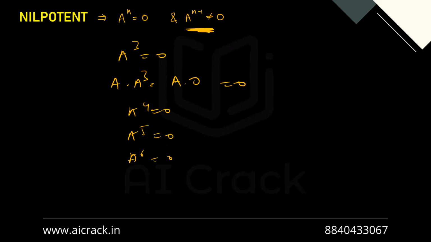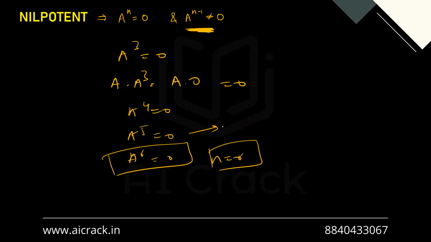Now this condition comes into the picture. Let's say I take the n value, I look at A raised to the power 6 equals O and say that, okay, this is a nilpotent matrix. Then I write n equals 6. Then I try to find A raised to the power 5, and I also get O, a null matrix. So according to this, I'll get n equals 5. So I'm getting two values of n. That is why this condition is very important.